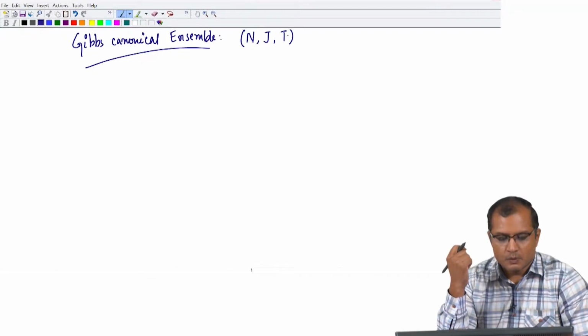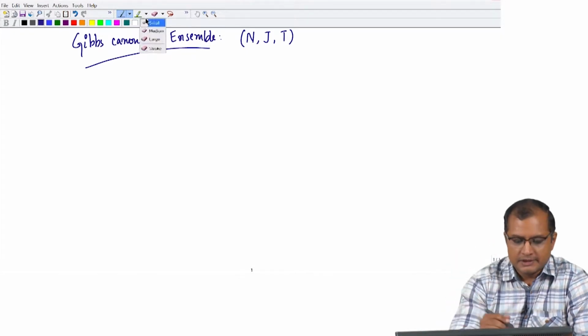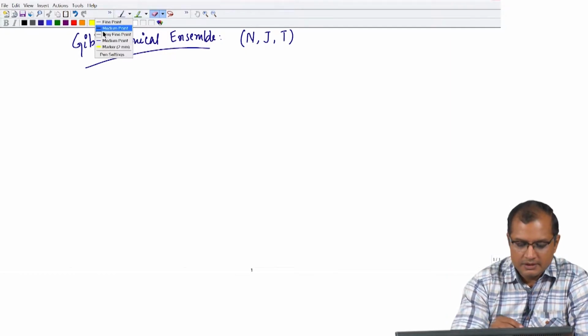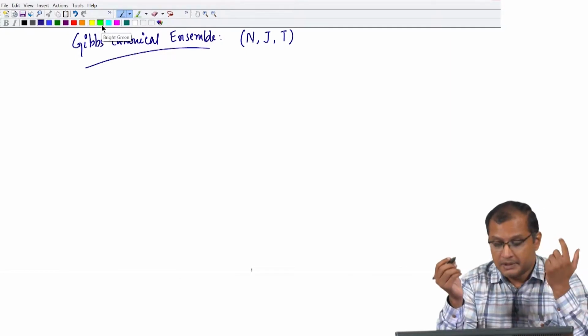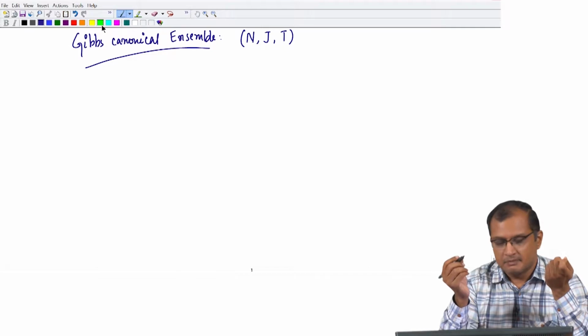Good morning students. Today we will start and discuss the Gibbs canonical ensemble, and here the three variables that I have chosen to keep constant are the number of particles in the system, the generalized force J, and the temperature T.